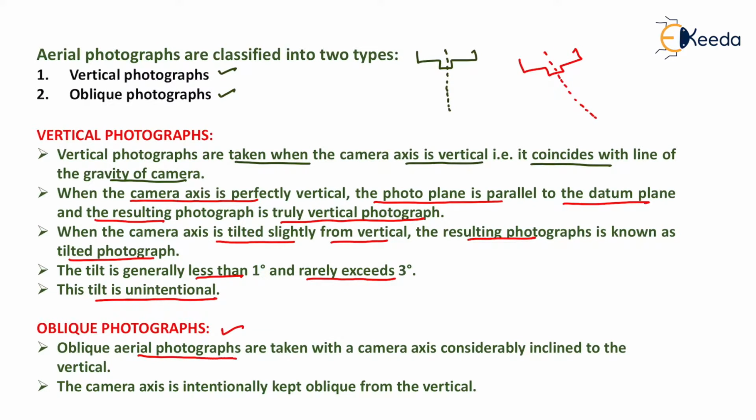Oblique aerial photographs are taken with a camera axis considerably inclined to the vertical, which is shown here. The camera axis is intentionally kept oblique from the vertical. Now we will see why we kept the camera axis intentionally inclined to take an oblique photograph.